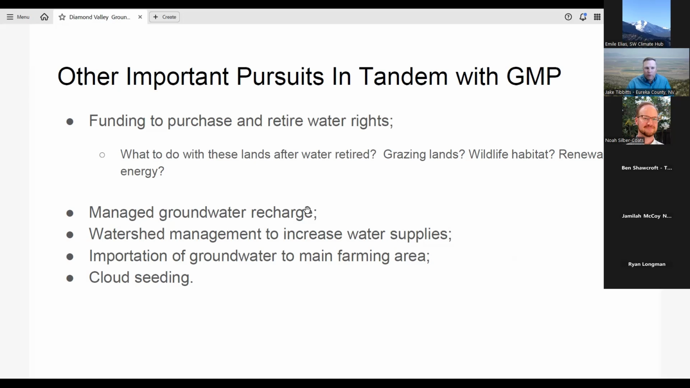So the first one there is seek out funding to purchase and retire water rights to basically help get to the goals of the groundwater management plan earlier. It comes with that question, well, what do we do with lands after water's retired? The other point is some managed groundwater recharge, watershed management to increase water supplies. Also, importation of groundwater and cloud seeding are both mentioned there, but that's not a space that I have been working in. So the ones I'm going to focus on here are the watershed management, and then also the funding to purchase and retire water rights.